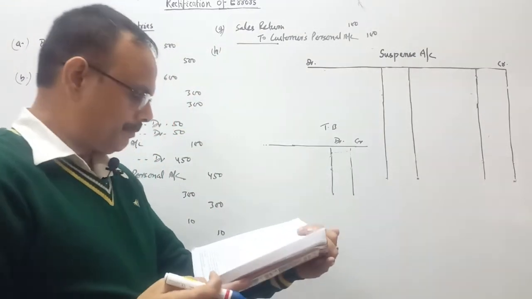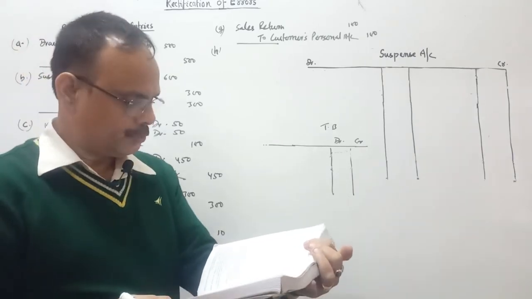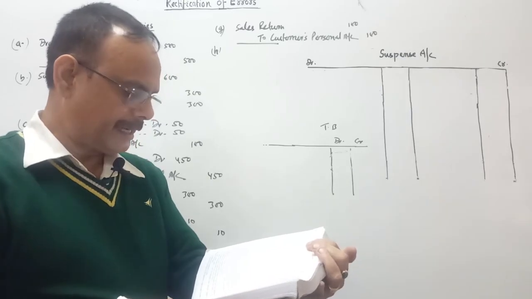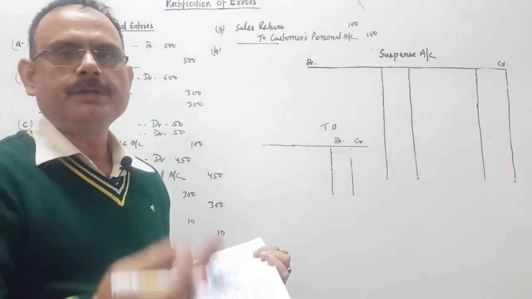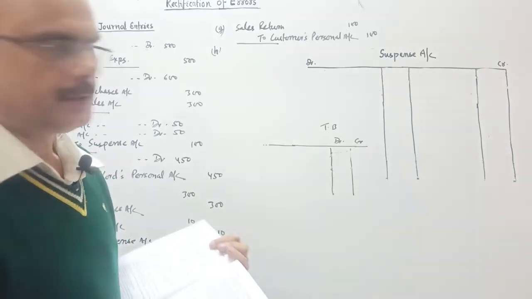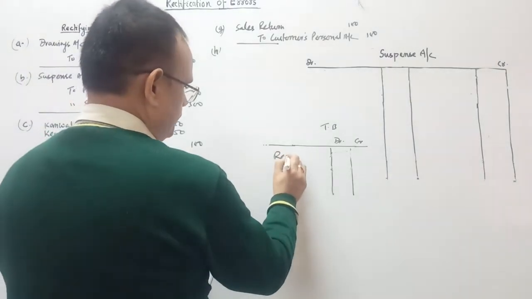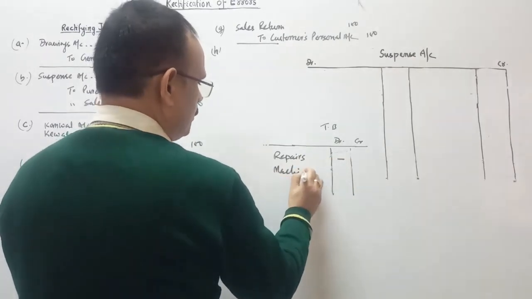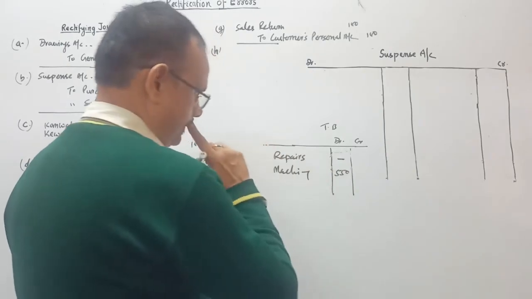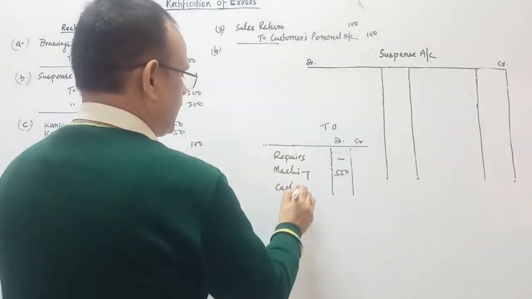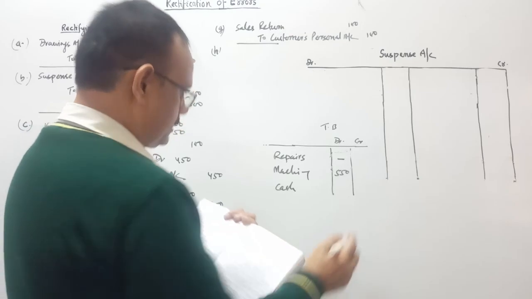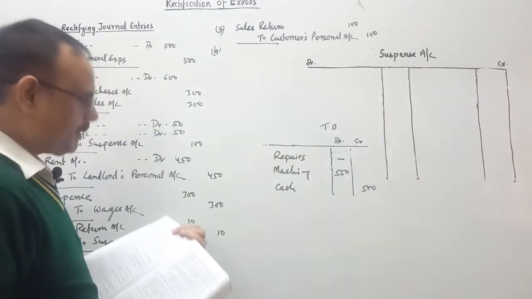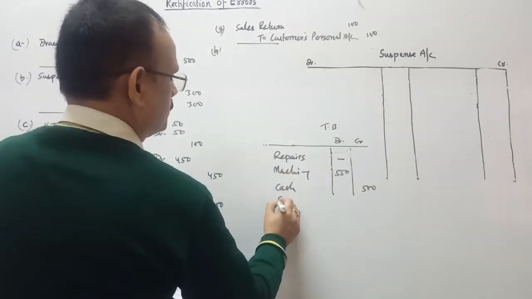Now coming to point number H. Repairs rupees 500 debited to machinery account, 550. When we do the entry, repairs account debit to cash account. So instead of repairs, it is debited to machinery account, 550 rupees. And when we pay the cash, repairs to cash, this will be 500. This is right. Problem is what? We have debited the machinery account wrongly.